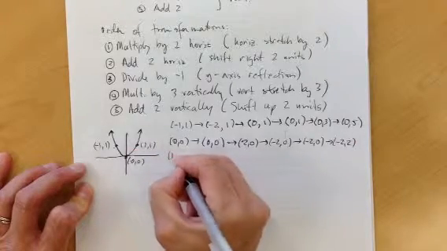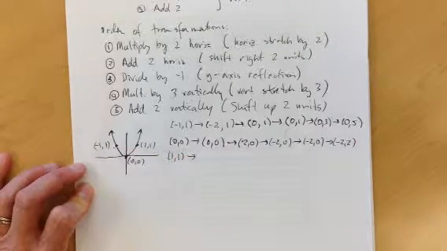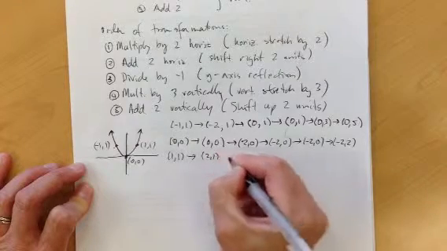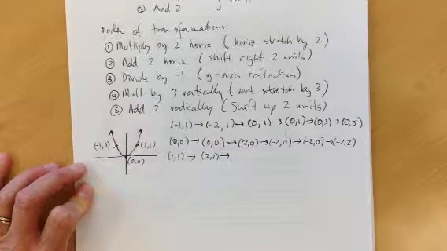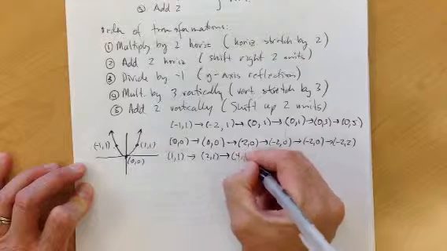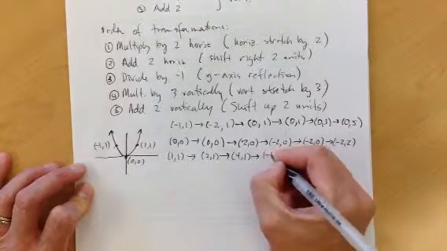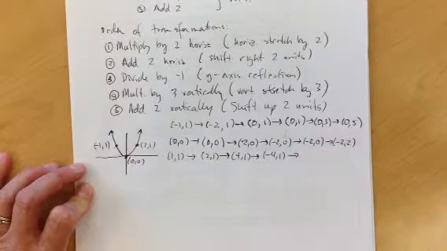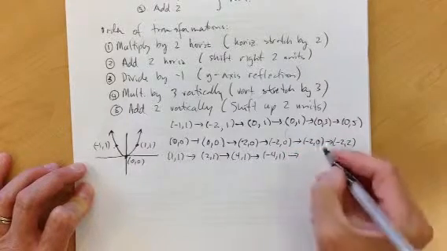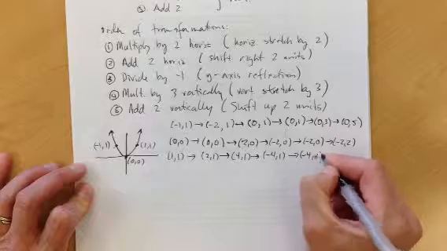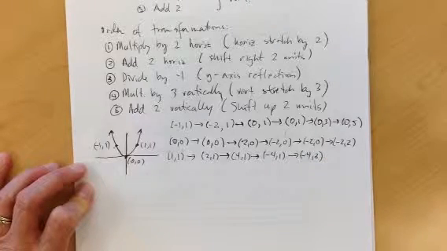1, 1 goes to 2, 1. Then to 4, 1. Then to negative 4, 1. Then to negative 4, 3. Then to negative 4, 5.